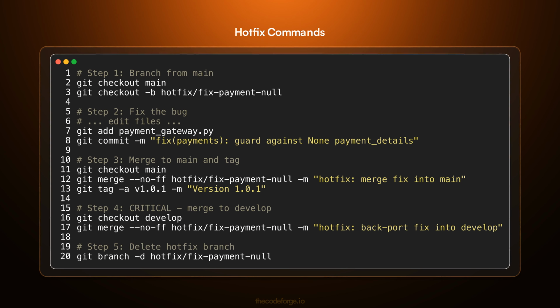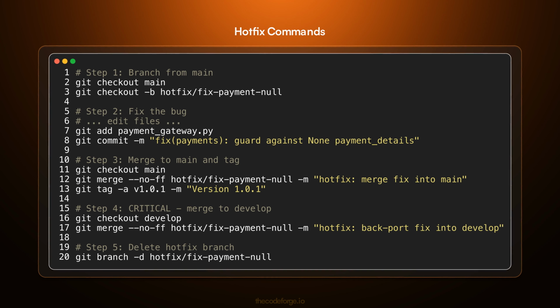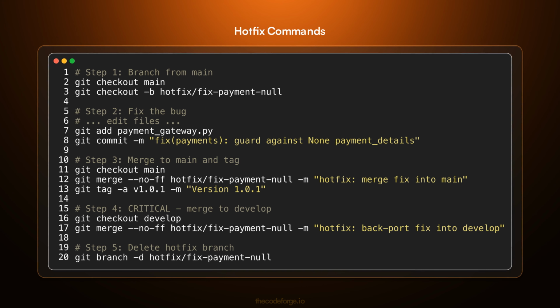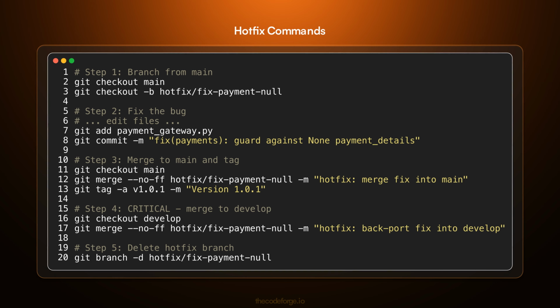Here's the complete hotfix cycle. After branching from main and applying the fix, merge to main and tag. Then immediately switch to develop and merge the same hotfix there. This ensures the fix is preserved in the integration branch for future releases. Finally, delete the hotfix branch.